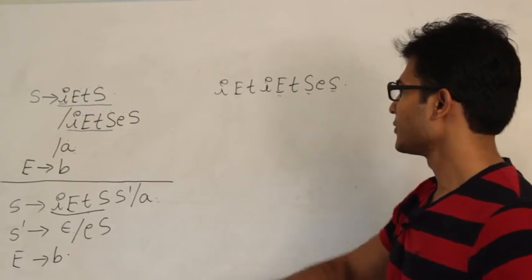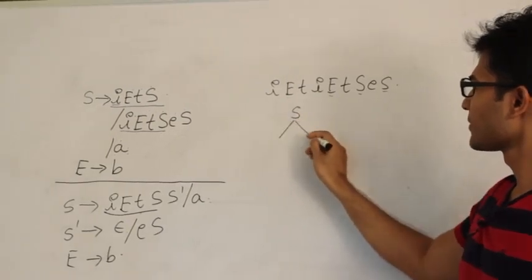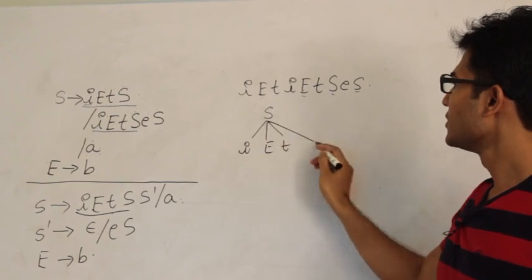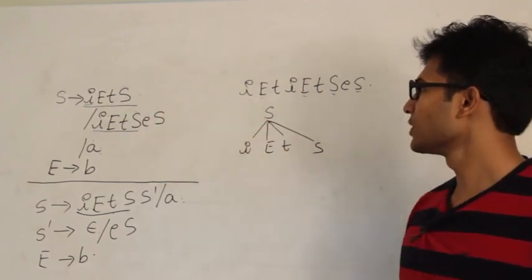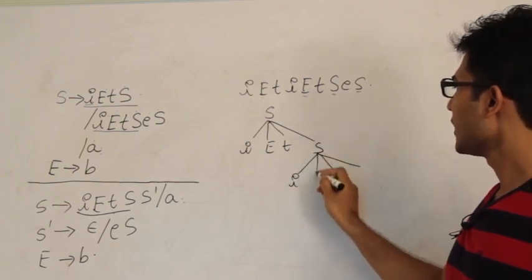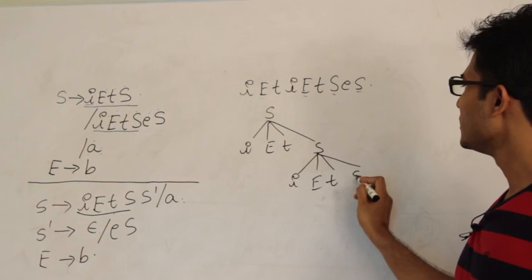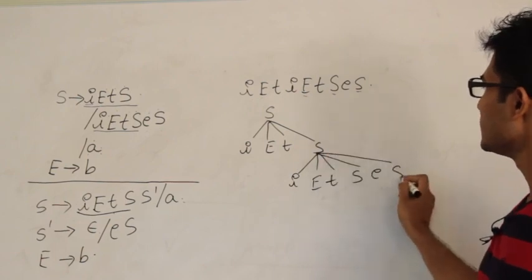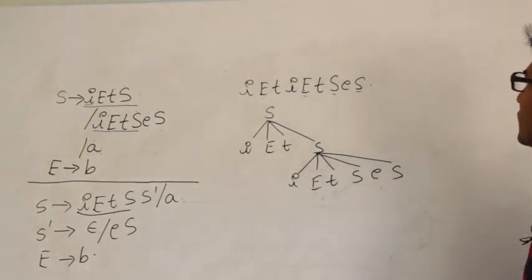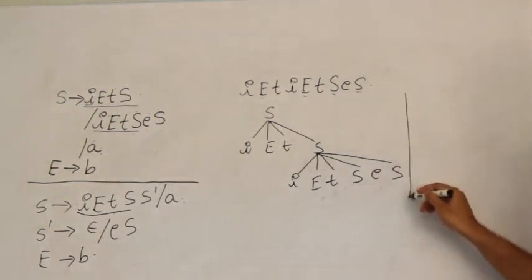Let's see whether the grammar is ambiguous or not. I am talking about the original grammar. S derives I, E, T, S. I am choosing the first one, and then this S derives I, E, T, S, E, S, right? So this is one parse tree, and let's see if you could get one more parse tree.